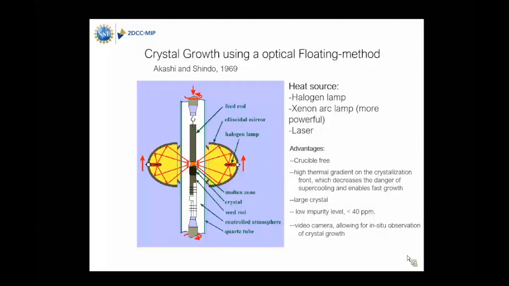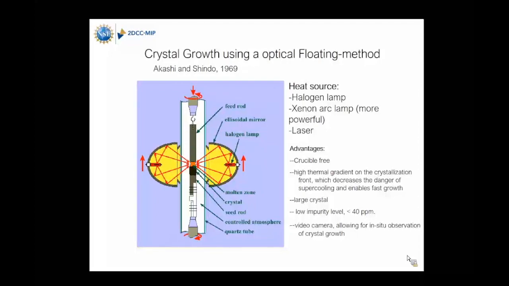And then, to make a crystal, the first step is you need to make a material rod, a feed rod, first, right? So you use polycrystalline material, powder, to make a rod. Because of limited time, I will not introduce the details of making a rod. And also you need to make a seed rod using the same material. The seed rod could be a polycrystalline rod or could be a single crystal.